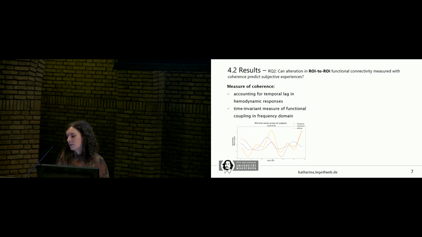So, as I already said, for my second question, I used the measure of coherence. Why that? Because there is an issue of time series connectivity measured with correlation. So what you can see here in this plot is that we have different hemodynamic lags in signal activation. So this could lead to anti-correlations if one region peaks earlier than another.